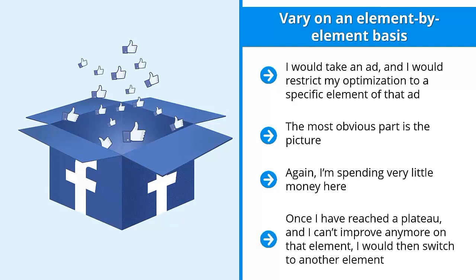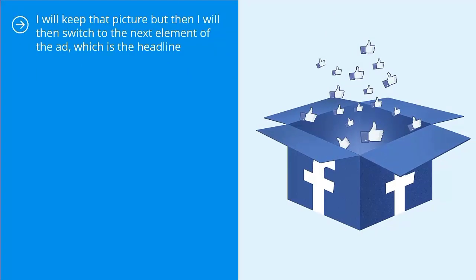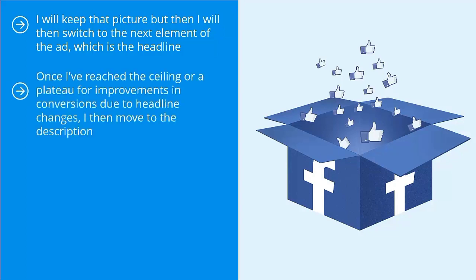Once I have reached a plateau and I can't improve any more on that element, I would then switch to another element. For example, if I'm running a campaign for dog food, and I notice that my best performing picture after a series of variations is a picture of a chihuahua that seems to be smiling, I will keep that picture, but then I will switch to the next element of the ad, which is the headline. I would then keep varying the headline to see if I can improve the conversion rate of that ad. Once I've reached the ceiling or a plateau for improvements in conversions due to headline changes, I then move to the description. Do you see how this works?